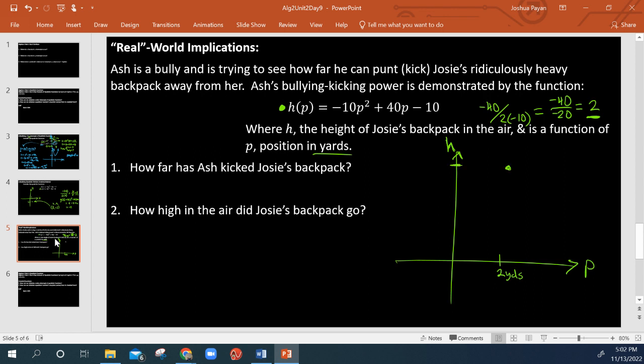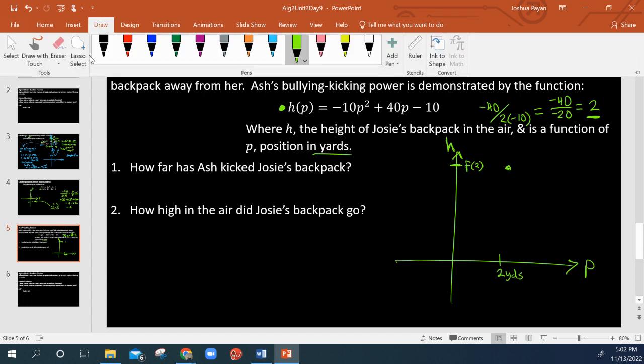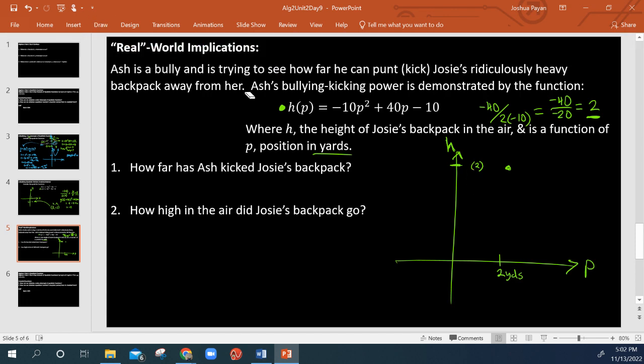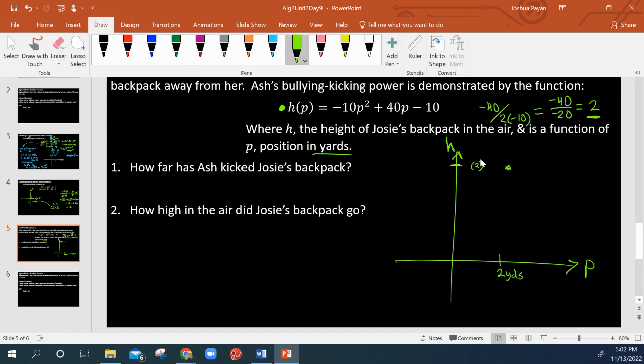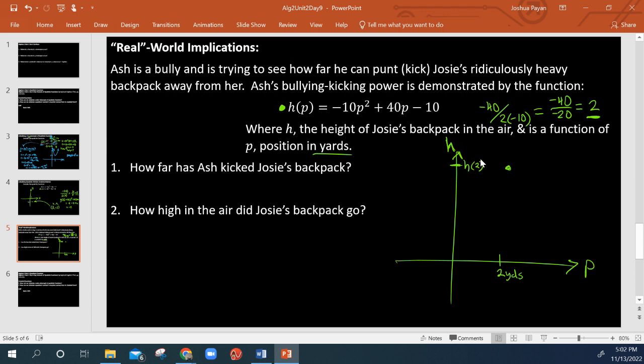So we'll say this is f of 2, right? But we don't know, and I shouldn't even say f of 2. I should say h of 2. What's the matter with me? That's height at position 2 of 2 yards, right? So all I'm going to do is plug in a 2. So h of 2 is equal to negative 10 times 2 squared plus 40 times 2 minus 10.